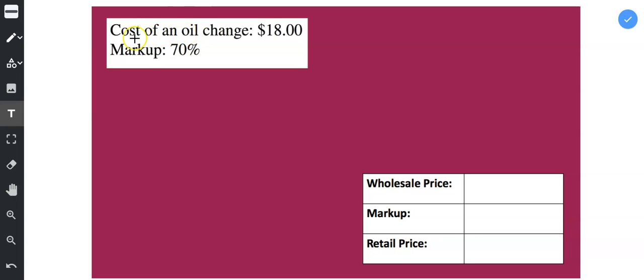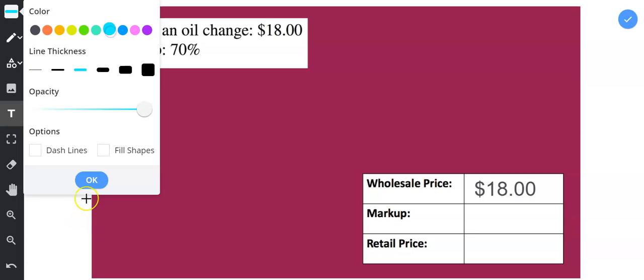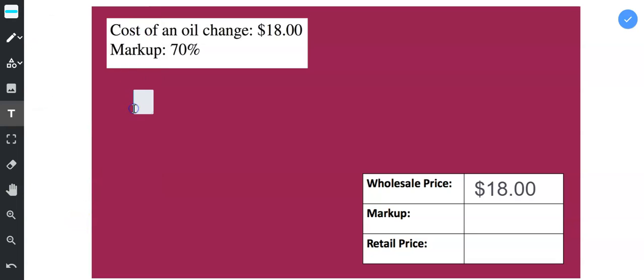In this example, we are told that the cost of an oil change is $18 and that we're going to mark up this oil change by 70%. So I'm going to start by recording the wholesale price of the oil change, which is $18. Then from here, I'm going to calculate the markup. So it's a 70% markup.